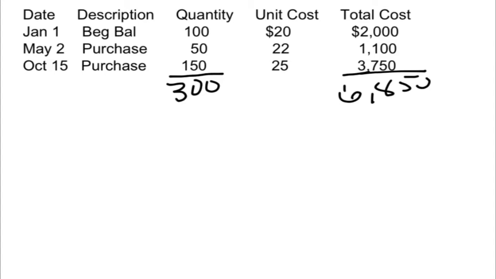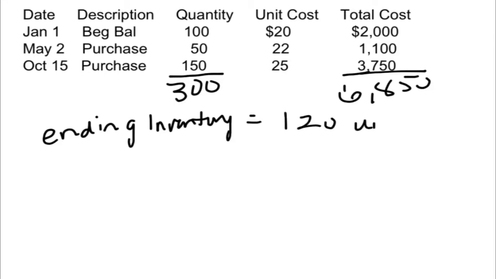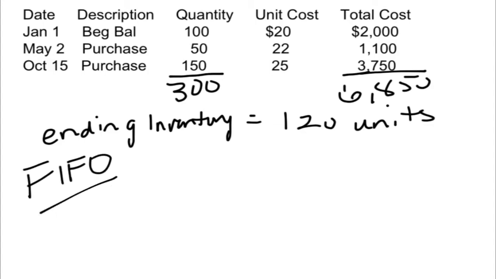Sorry, guys. Let's say that we went and took a physical count, and so we know that we have ending inventory equal to 120 units. So I want to know what the cost should be for those 120 units on our balance sheet. We're a periodic system, so we're doing this periodically, and let's assume that we're going to do this under FIFO. Let's work a FIFO example first.